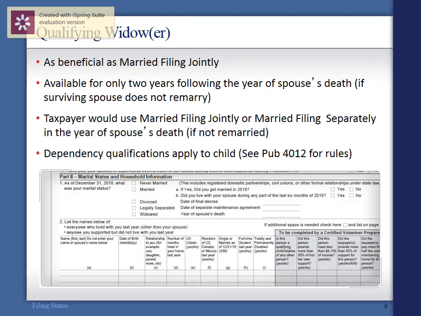But in order to qualify for the qualifying widower status, the taxpayer must not be remarried at the end of either of those 2 years, and also the taxpayer must be providing over 50% of the cost for a home and the support of a qualifying child. And in this case, it must be for the entire year, versus in the case of head of household, which said it only had to be more than half a year. A qualifying widower must provide over 50% of the support for a qualifying child, and it must be for the entire year in order to be able to use this beneficial tax rate table.